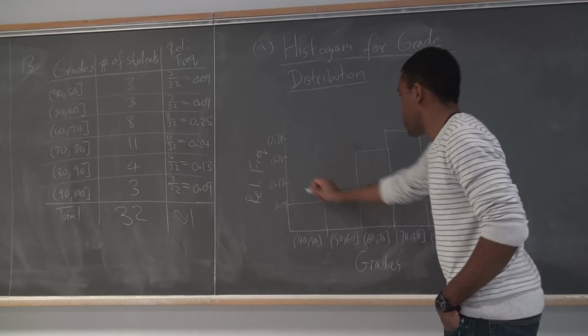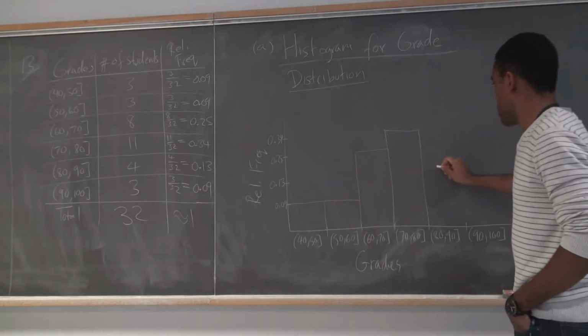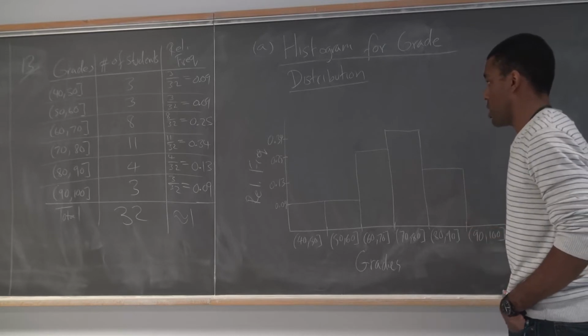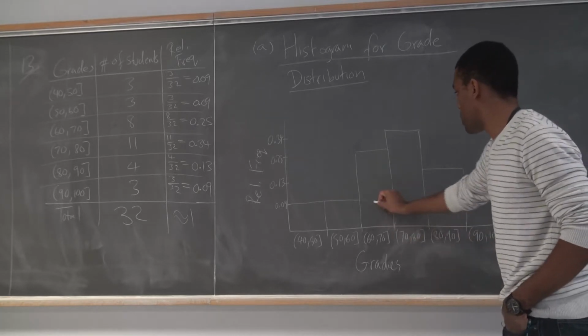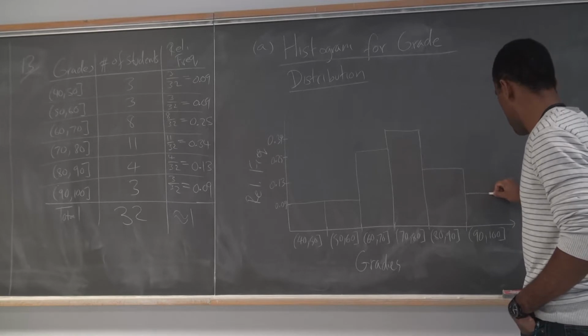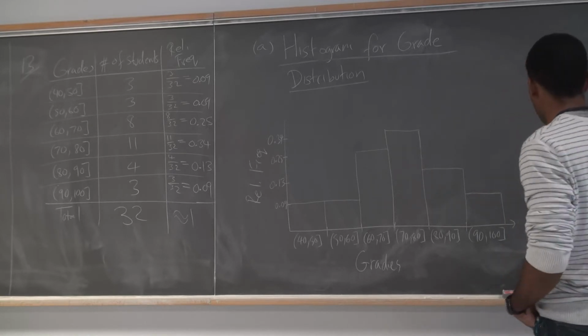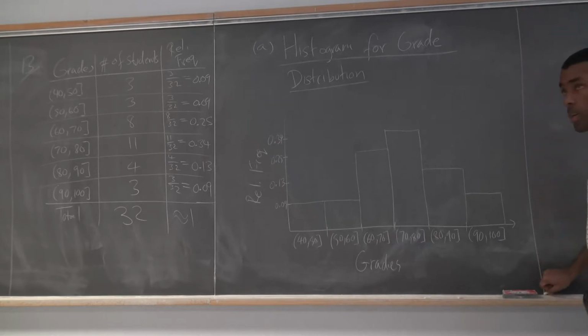80 to 90 would give us that 0.13. And 90 to 100 would give us back that 0.9. So that's basically what the histogram would look like. Any questions on that?